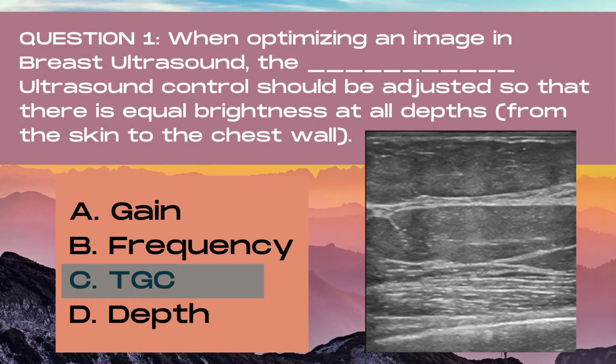TGC. TGC stands for time gain compensation. And this is a control on an ultrasound machine that changes the brightness level at different depths in the tissue. Note that it amplifies signals that have already been received back from the transducer, and it does not affect the strength of the pulse sent into the body. On a breast ultrasound, the TGC control should be set so that there's equal brightness at all depths, from the skin to the chest wall.